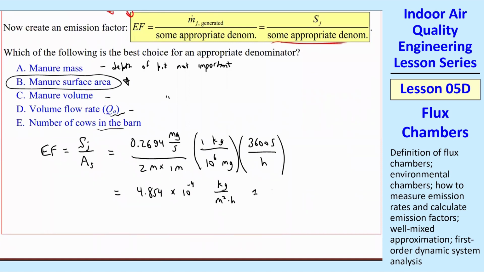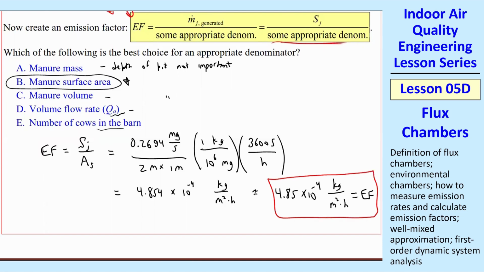And I would round that to, we're really only good to 2 digits here, but I'm going to round it to 3 digits just to be consistent. So 4.85 times 10 to the minus 4 kilogram per meter squared hour is my EF that I measure from this flux chamber. And that's how this whole process works. And you'll have some examples to do in quizzes and homework. So make sure you understand these flux chambers.